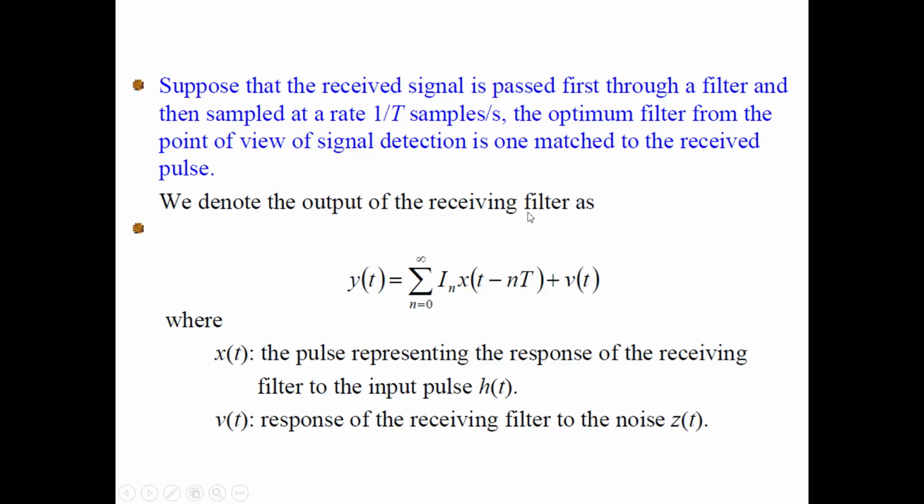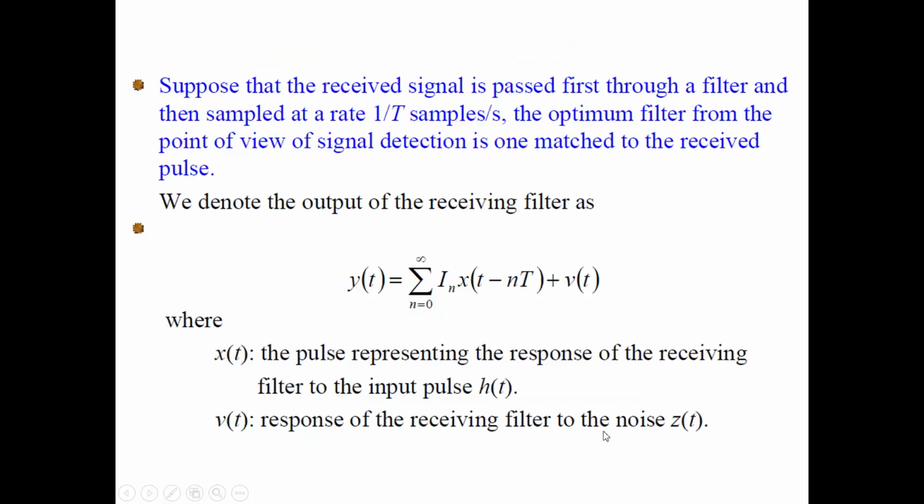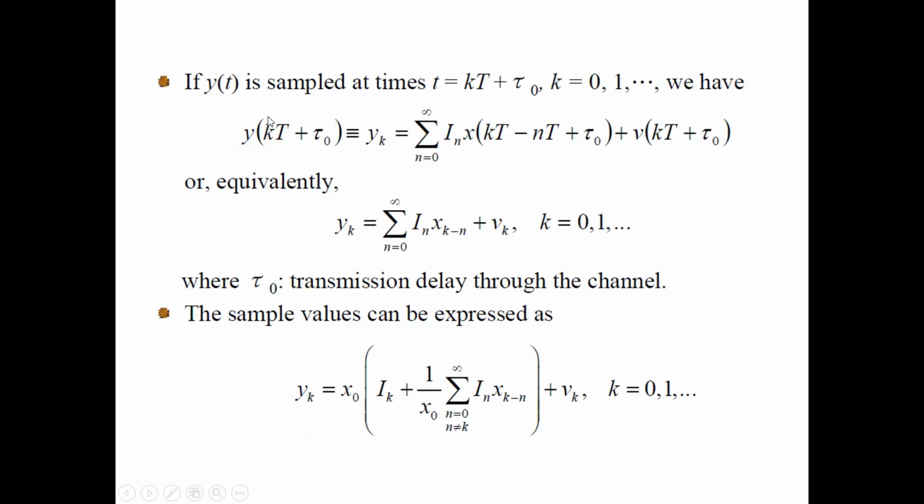Now we denote the output of the receiving filter. I have already explained how we denote the output of the receiving filter. That's at this point, y(t), before the sampler comes into the picture. Now this is a sampler which samples the y(t) signal at periods of capital T. Okay, so let's look at that part. Now, if y(t) is sampled at times t equal to kT plus tau_0, where tau_0 is the transmission delay through the channel, where k equals 0, 1, and so on.